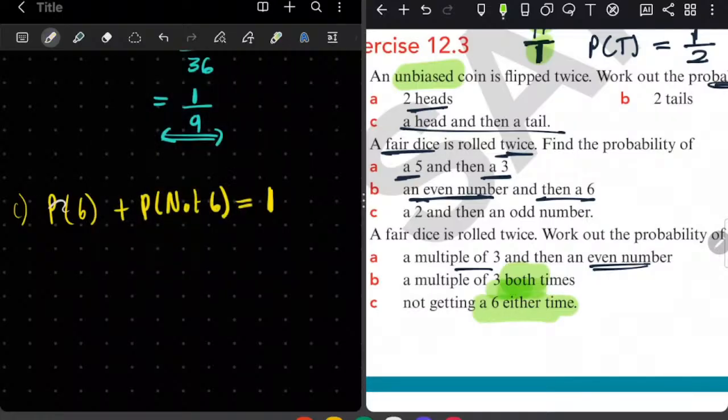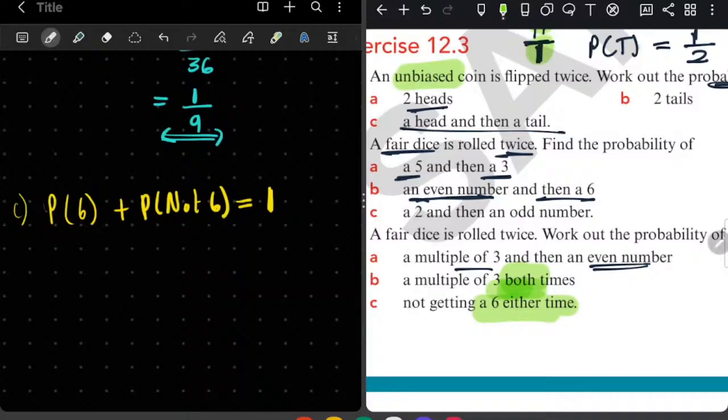Don't change. I hate it when you change. I dislike it. I don't like students who do their own thing. I despise that. Do what I say. I said when you are finding probability of not, there is one way of doing it.